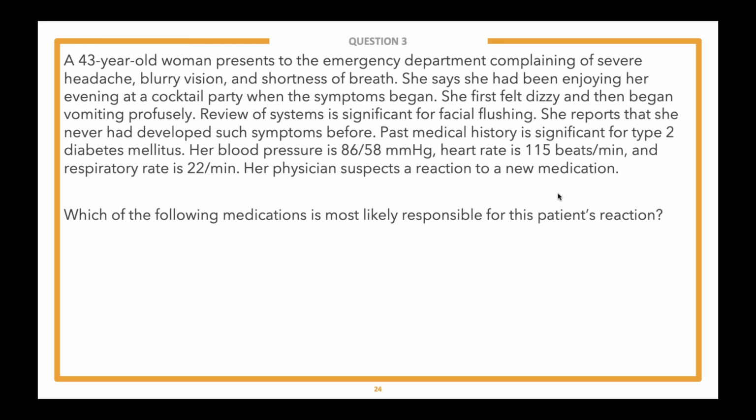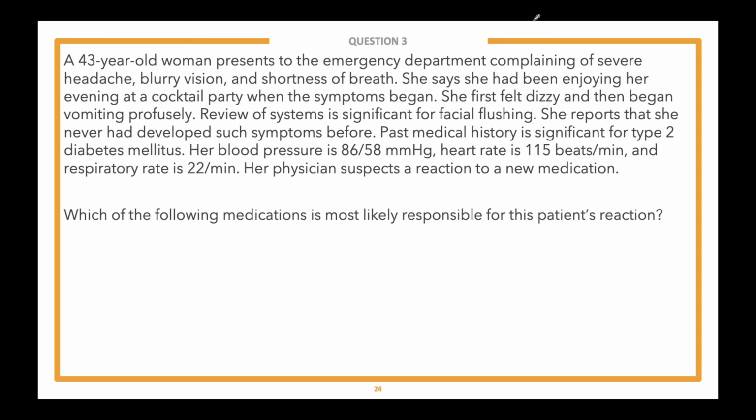Past medical history is significant for type 2 diabetes mellitus. Her blood pressure is 86/58. Heart rate is 115. Respiratory rate is 22. Her physician suspects a reaction to a new medication. Which of the following medications is most likely responsible for this patient's reaction? And with that, I'll hand it off to Paras.